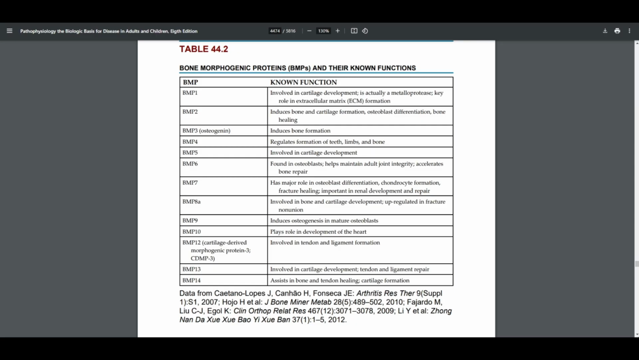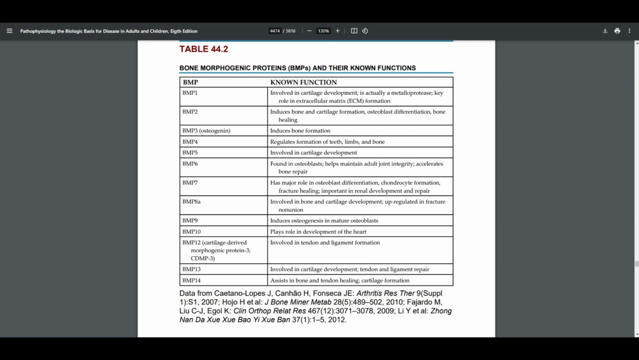Pause. Can't make this more important. Pause here, write these down, know their functions. BMP1, involved in cartilage development, is actually a metalloprotease with a key role in extracellular matrix formation.